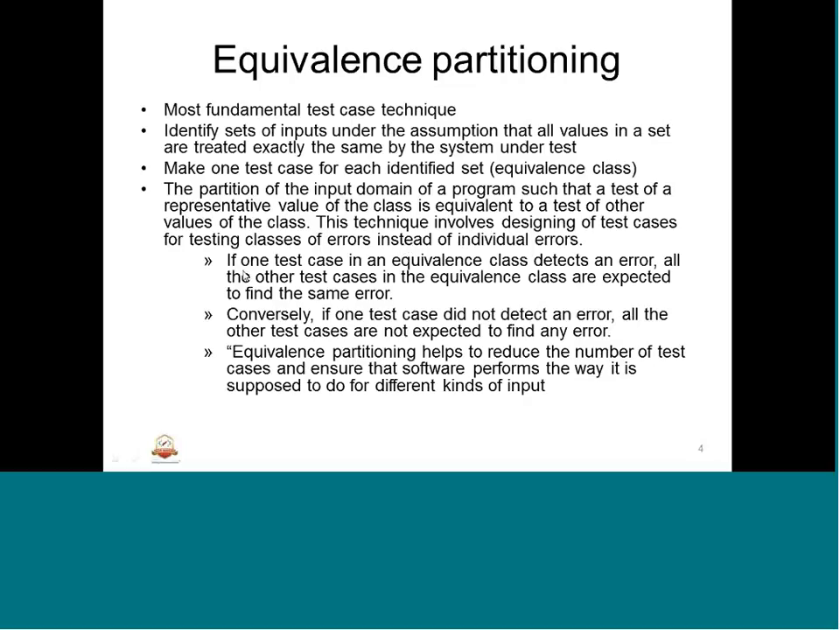In further detail, if one test case in an equivalence class detects an error, all other test cases in the equivalence class are susceptible to the same error. That means the type of error it finds is the same. Conversely, if one test case did not detect an error, all the other test cases are not expected to find any error. That means in that group, if one test case does not find an error, the other test cases are also expected to not find any error.